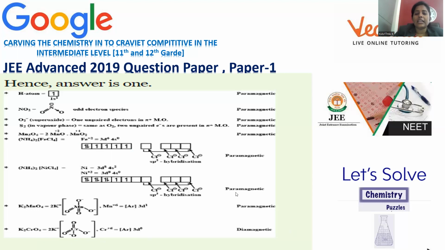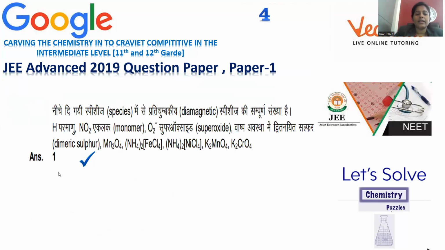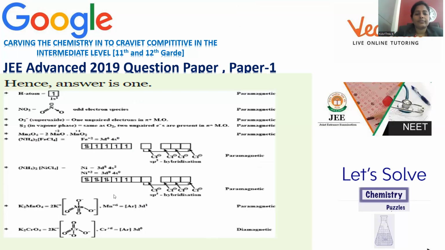So this is the detailed explanation regarding paramagnetism and diamagnetism. All are having odd electrons except this chromium, potassium chromate, right? So that is the only correct answer. Only one answer is correct regarding diamagnetic in nature. For question number 4, 1 is the correct answer. Move on to question number 5.